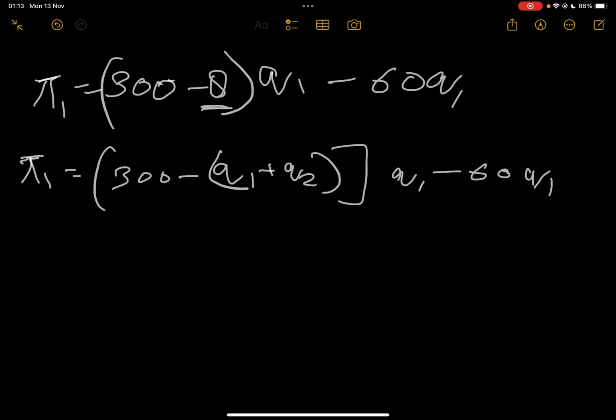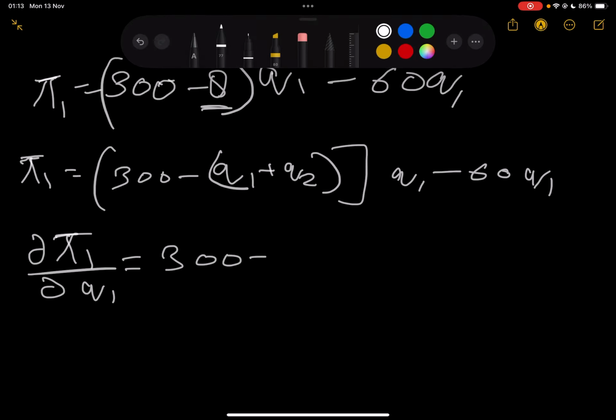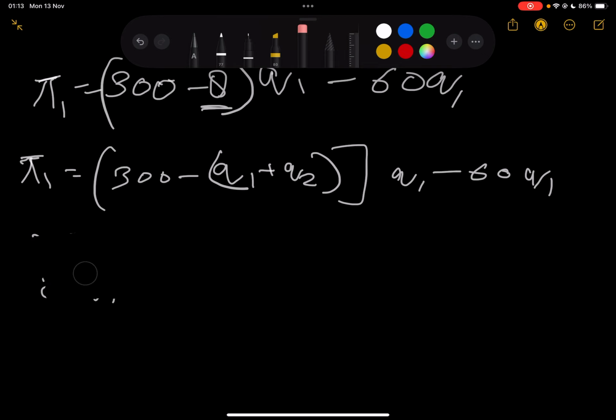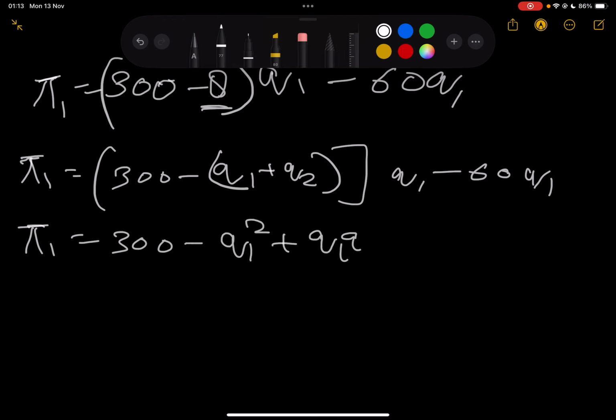Now we're going to differentiate it and set it equal to 0. Basically, we're going to apply the first order condition. So here we're going to differentiate our pi 1 by q1. Sorry, let's simplify this equation a bit for those who haven't really understood it. Minus q1 square plus q1 q2 minus 60 q1.